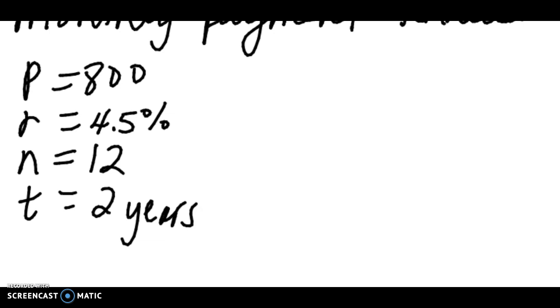So remember, we have to change our interest rate from a percent to a decimal by dividing by 100. So we're going to move our decimal place over 2 spaces to the left. So this becomes 0.045. And now we're just going to use the formula.